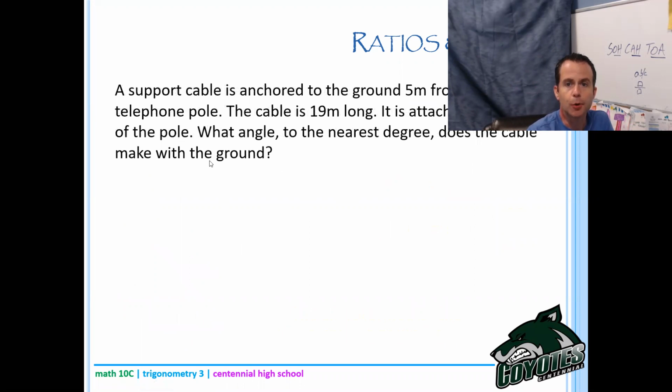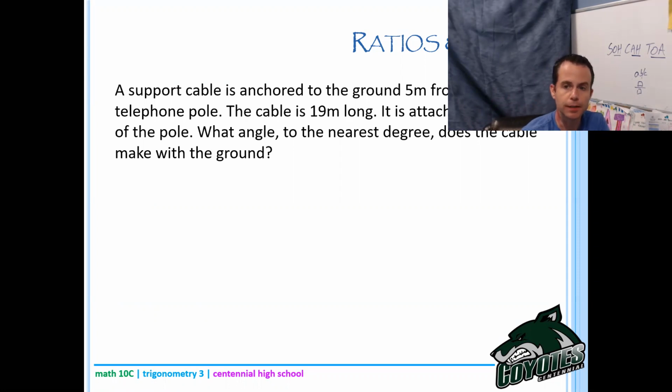Okay, a support cable. By the way, when you're doing different questions in your textbook and stuff, support cables are often called guy wires, G-U-Y. Just if you're thinking, what the heck is that? It's just some sort of cable that's supporting it. A support cable is anchored to the ground 5 meters from the base of a telephone pole. The cable is 19 meters long. It is attached near the top of the pole. What angle to the nearest degree does the cable make with the ground?